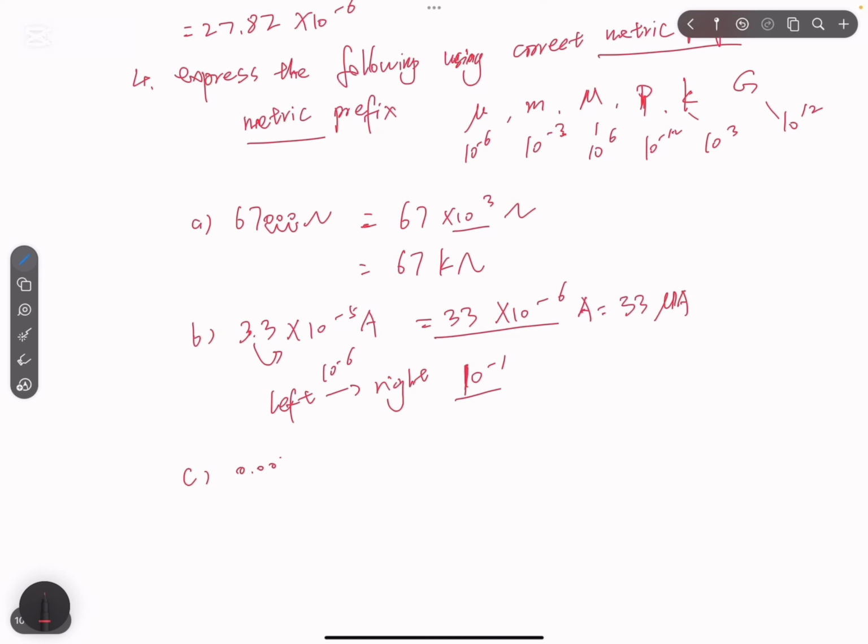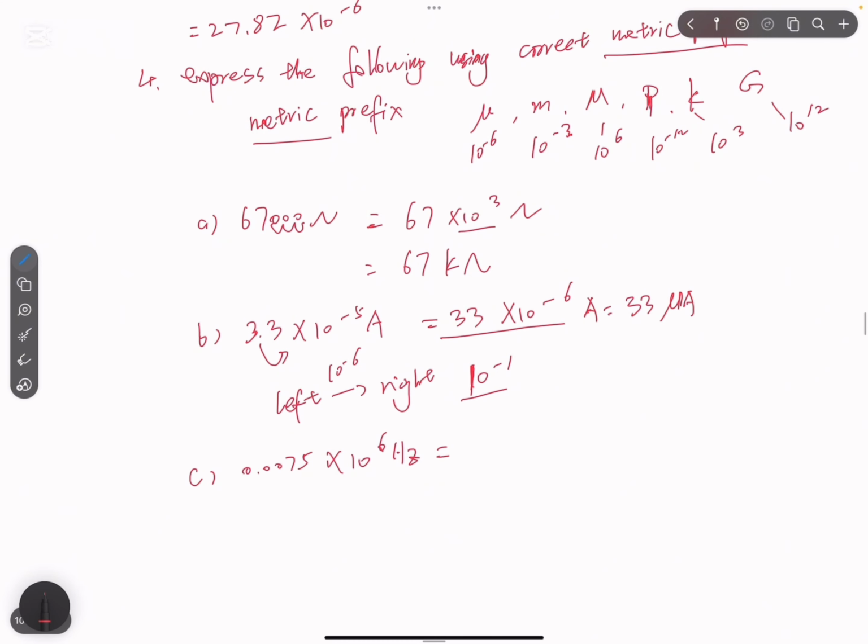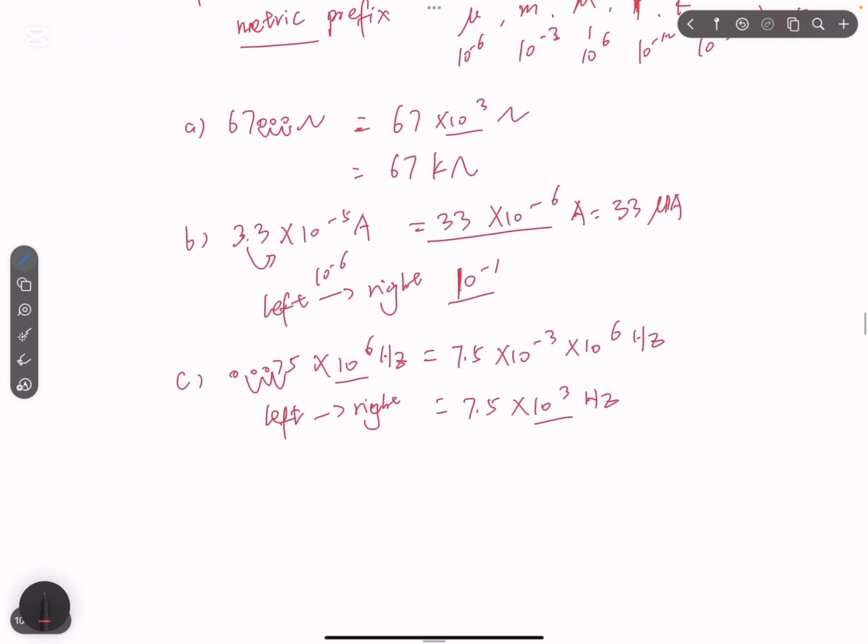C is 0.0075 times 10 to the 6 hertz. So 10 to the 6, we can change this. We can move the decimal still from left to right 3 times, 1, 2, 3. That will give us 7.5 times 10 to the minus 3 times 10 to the 6 hertz. So the total will be 7.5 times 10 to the 3 hertz. Then we can convert 10 to the 3 to K, so 7.5 kilohertz.